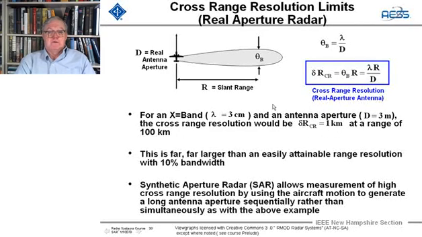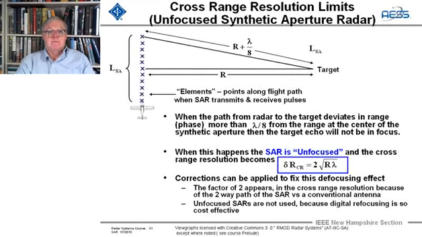That's huge relative to the range resolution that one can get. It is far and away easy to obtain good range resolution if you take 10% of the bandwidth in a radar. And synthetic aperture radar allows measurement of high cross-range resolution by using the aircraft's motion to generate a long antenna aperture, sequentially rather than simultaneously as in this above example.